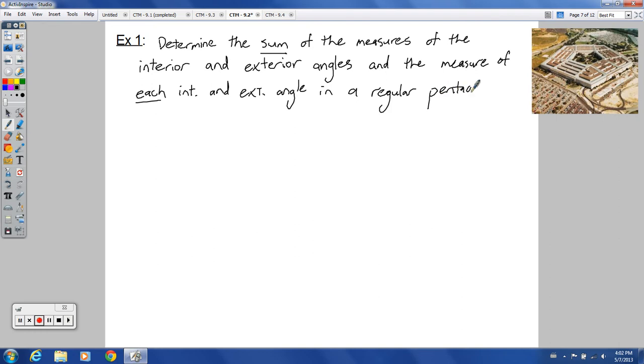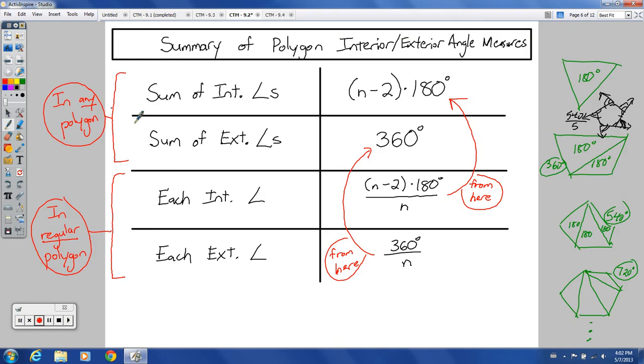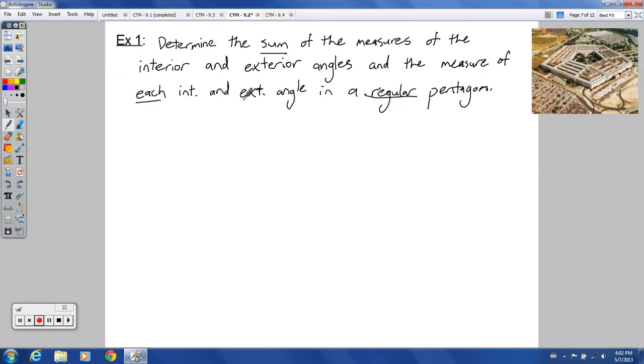pentagon. So if it's regular, we know they are all going to be the same angles for the interior and exterior angles. They all have to have the same measurement. So we can go back to this. Yes, I know we talked about this already, but let's write it down more formally here. So we're going to be using these formulas and just putting those into practice. So first of all, sum of the interior angles. Let's do that first.